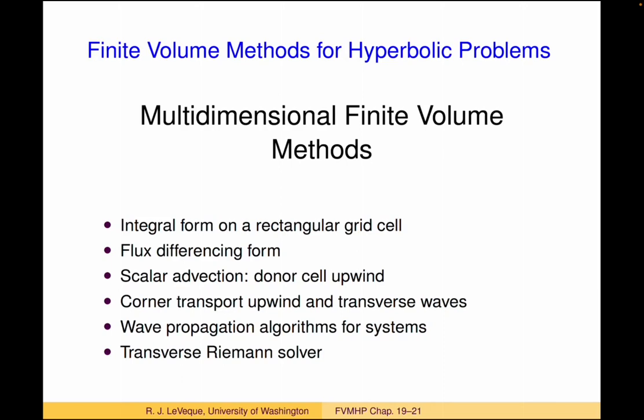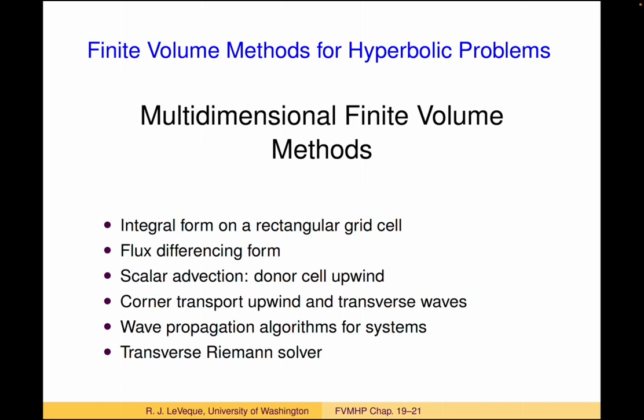In the last lecture, we looked at multidimensional finite volume methods based on dimensional splitting. And in this lecture, we'll look at more fully multidimensional finite volume methods where we compute fluxes or use a wave propagation sort of approach to update the cell based on solving problems in both the x and y direction within a single step.